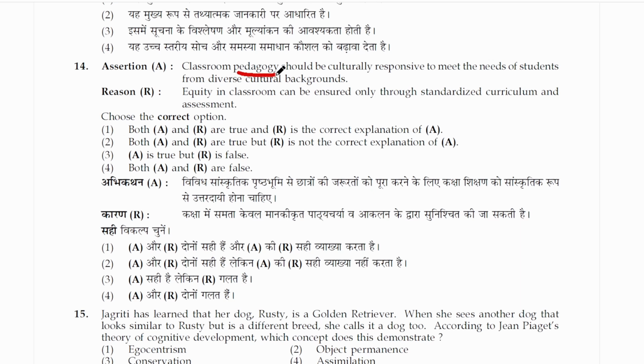Classroom pedagogy should be culturally responsive to meet the needs of students from diverse cultural backgrounds. Definitely, we should have a culturally responsive classroom, the pedagogy that we use. The reason they have given is equity in the classroom can be ensured only through standardized curriculum. So we don't need standardized curriculum. Therefore, A is true, but R is false.